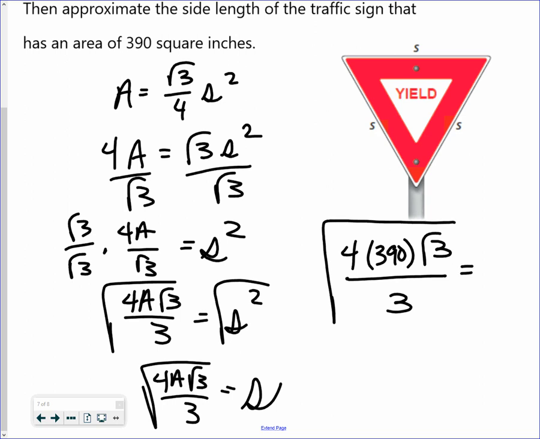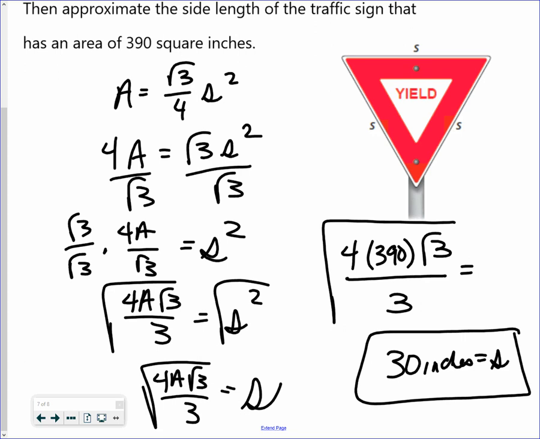So now pull out a calculator. Let's go ahead and type that in. 4 times 390 times the square root of 3. Divide that by 3 and do the square root of that answer. Now this is pretty close to just about exactly 30 inches would be the side length. So if I had a side length of 30 by 30 by 30, it would have an area of 390.